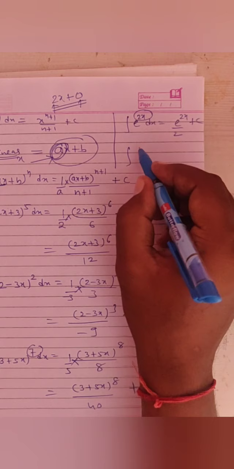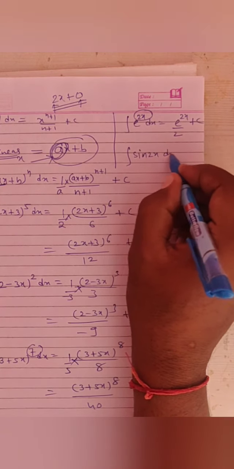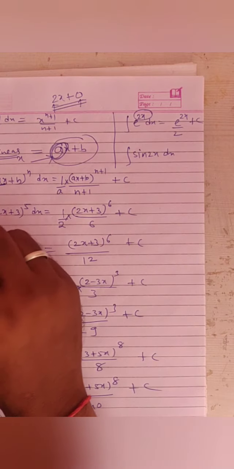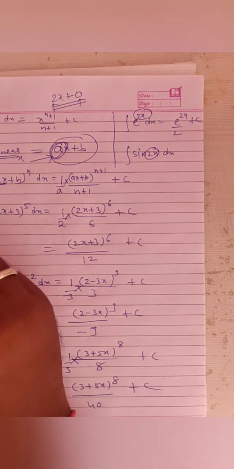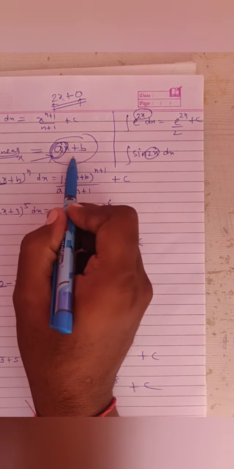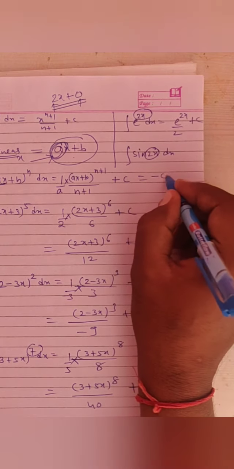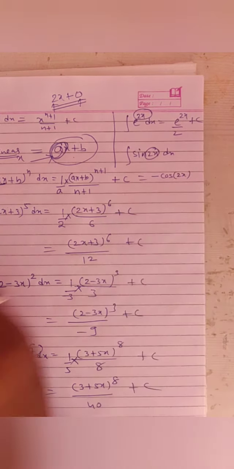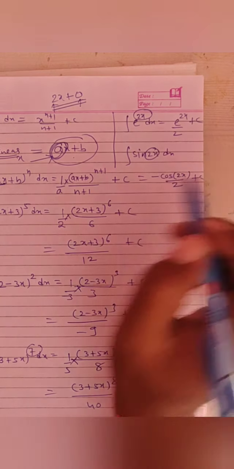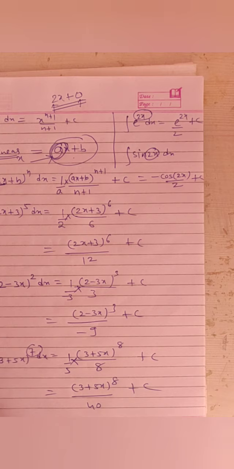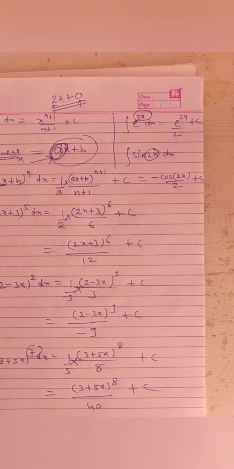Suppose we have the integration of sine 2x. We know that the integration of sine x is minus cos x. But here x is replaced by a linear expression, so the formula will remain the same. The integration of sine x is minus cos x, but the coefficient of x is 2, so you have to write 1 by 2, means upon 2, plus c. So these are the rules for applying all the formulae.